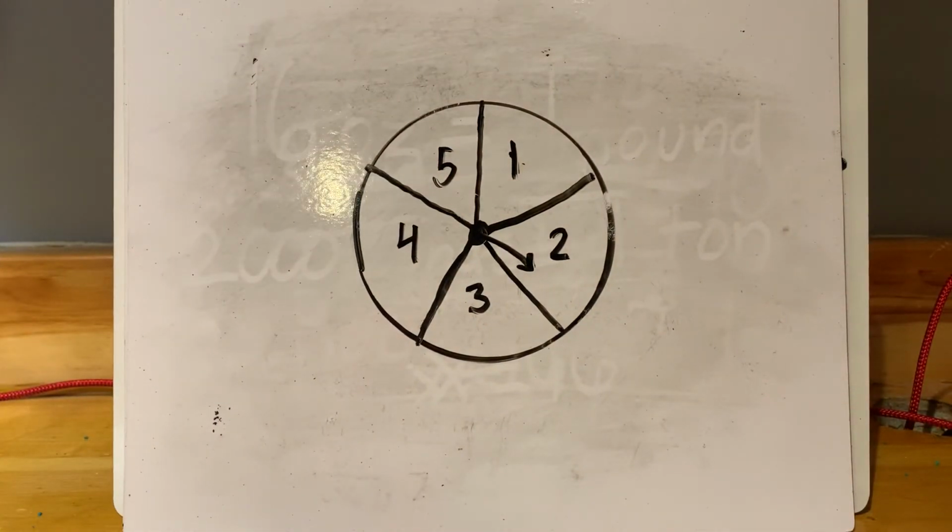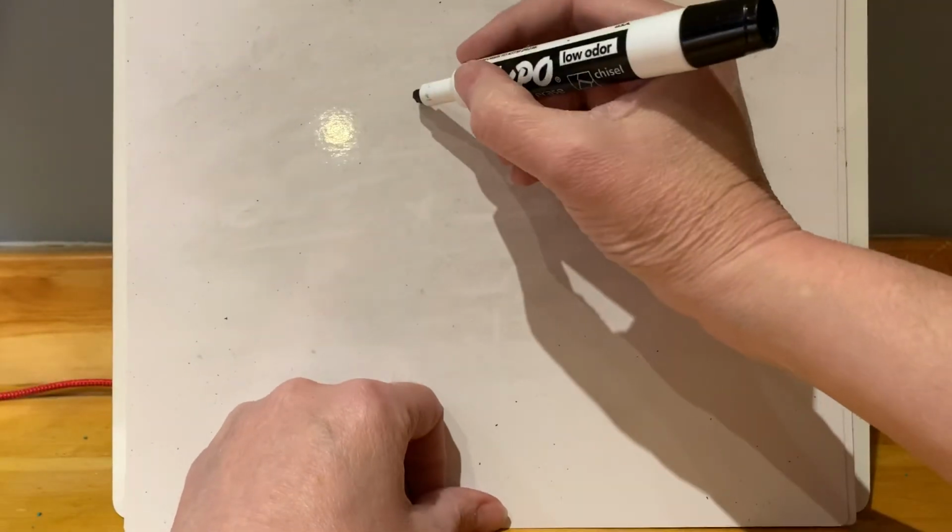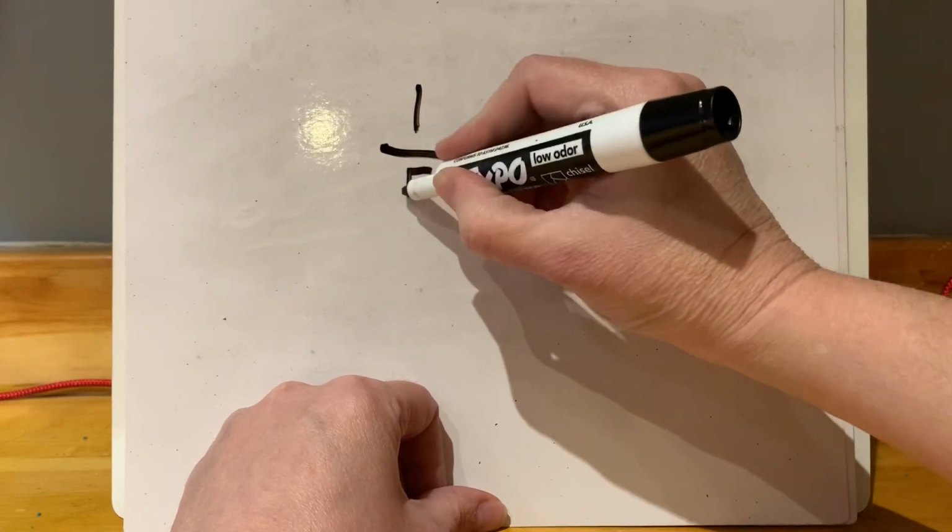If this spinner is spun, what is the probability that it would stop on a 3? There are 5 equally likely outcomes. So 5 is the bottom number of each ratio. There is one way for the spinner to stop on 3. So the probability is 1 to 5.